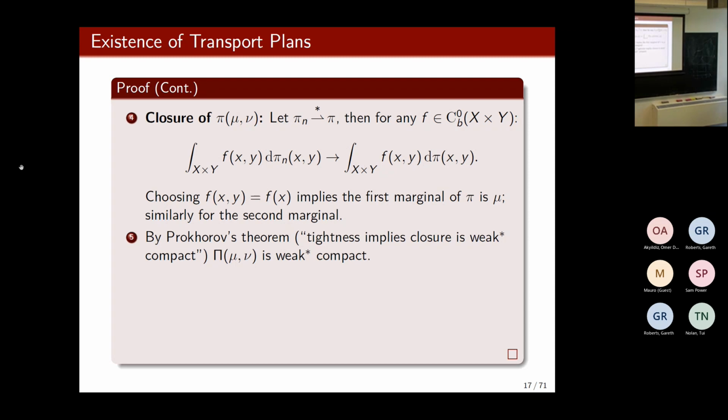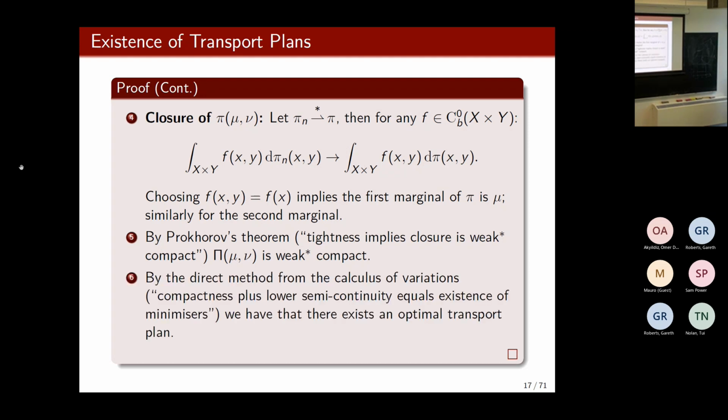Now I can invoke Prokhorov's theorem: tightness implies the closure is weak star compact. So I know I'm closed, and I know I'm weak star compact. I didn't show it, but one can also check that your objective function is lower semicontinuous. In fact, it's linear, so of course it's continuous. This then means that we have an existence of an optimal transport plan.